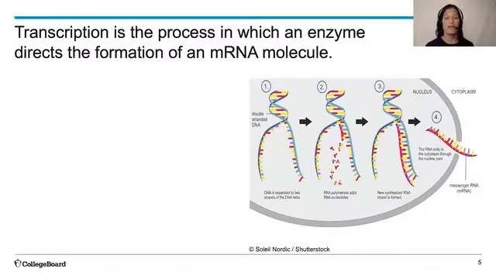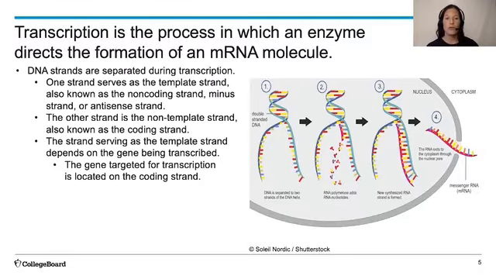So transcription is the process in which an enzyme directs the formation of an mRNA molecule. There's a lot of information, a lot going on here, but our key idea is that the DNA strands are going to become separated during transcription. One strand is going to serve as a template, which is also known as the non-coding strand, minus strand, or antisense strand. All three of those terms mean the same thing. That is our template strand. The other, or non-template strand, is also known as the coding strand.